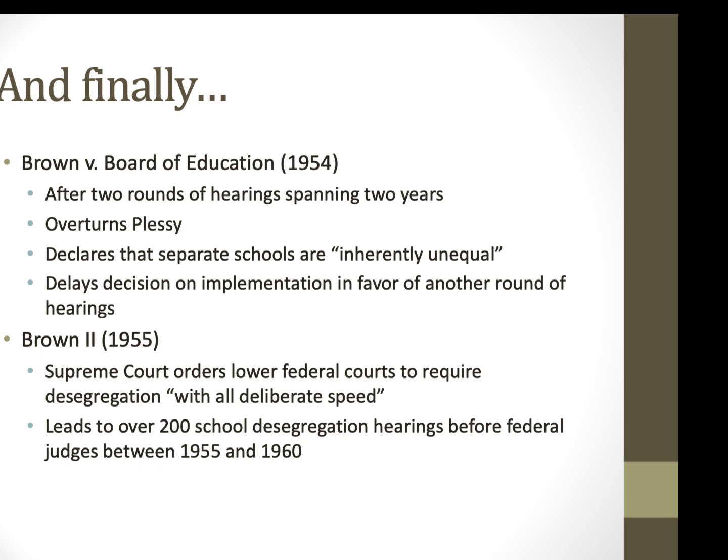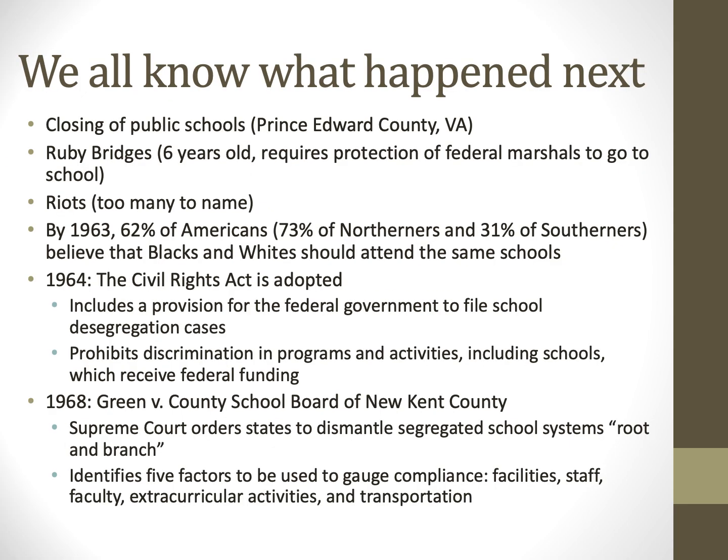But before that, people reacted very, very strongly across the United States, and particularly in the South. So, for example, in Virginia, the governor actually ordered public schools closed in some places. And it took federal rulings to overturn that closure. Ruby Bridges, we've all seen the famous picture of her at 6 years old, requiring federal marshals to protect her as she went to school to desegregate her local schools. There were riots all over the place.